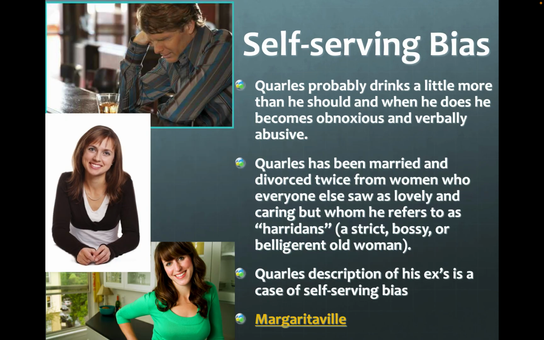Quarles probably drinks a little more than he should, and when he does, he becomes obnoxious and verbally abusive. Quarles has been married and divorced twice from women who everyone else saw as lovely and caring, but whom he refers to as harridans. A harridan is a word for a strict, bossy, or belligerent old woman. Quarles' description of his exes is a case of self-serving bias. He wants to see them that way because he was not able to maintain his marriage to them.